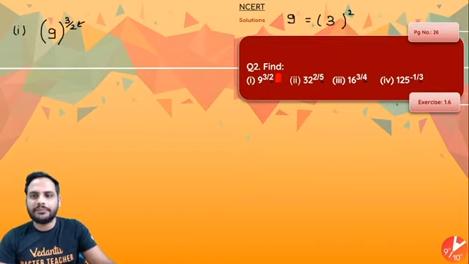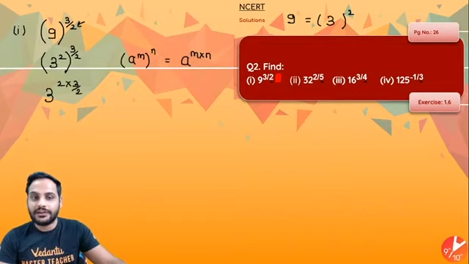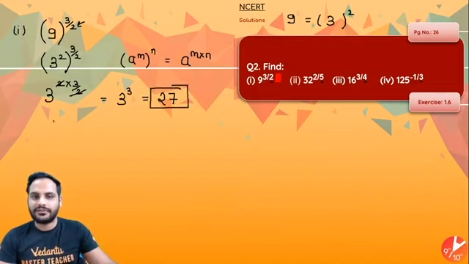And 9, you know, can be written as 3 square. So I can write 9 as 3 squared, raised to the power 3 by 2. I know the identity a raised to the power m, raised to the power n, is equal to a raised to the power m into n. So it becomes 3 raised to the power 2 into 3 by 2. That is why I say focus on the denominator, because the 2 and 2 get cancelled and you get 3 cube, which is 27. So the first answer is 27.